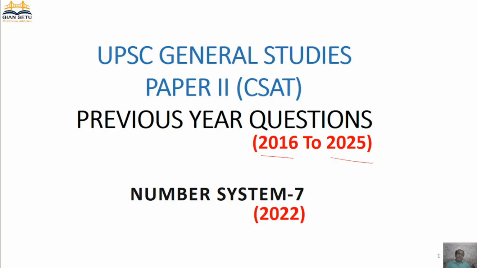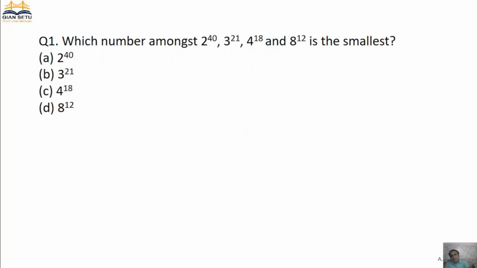So without any further ado, let's begin with the questions. Question number 1 is, which number among 2 raised to power 40, 3 raised to power 21, 4 raised to power 18 and 8 raised to power 12 is the smallest?